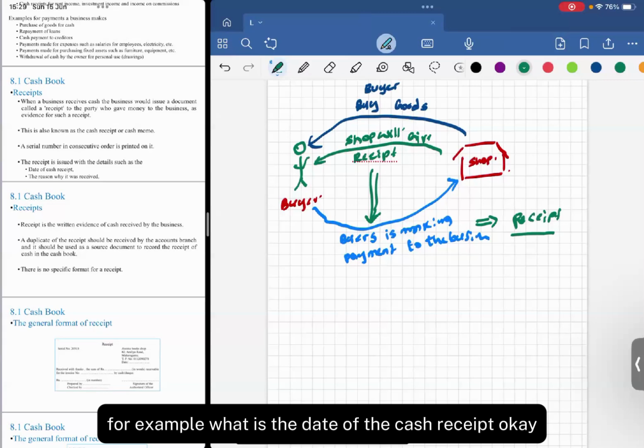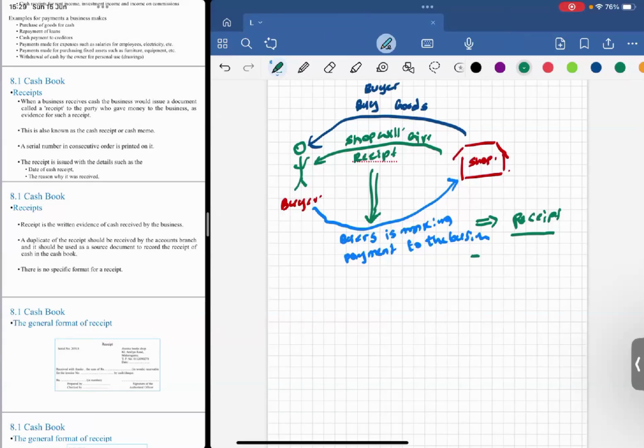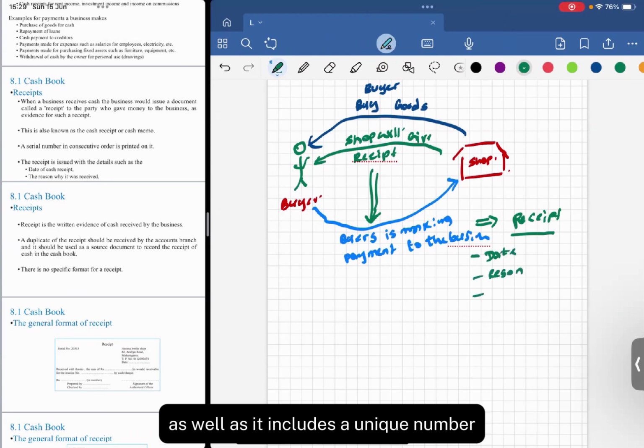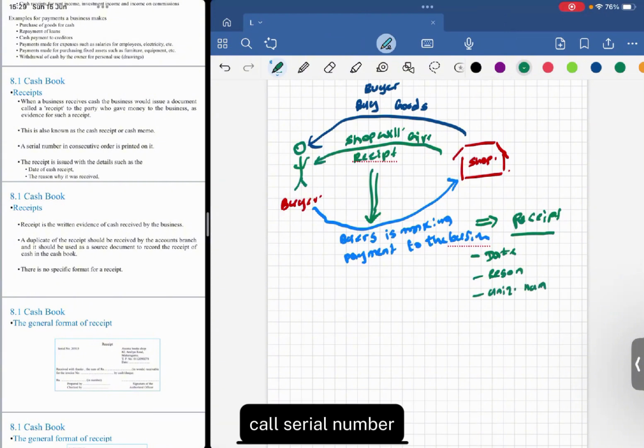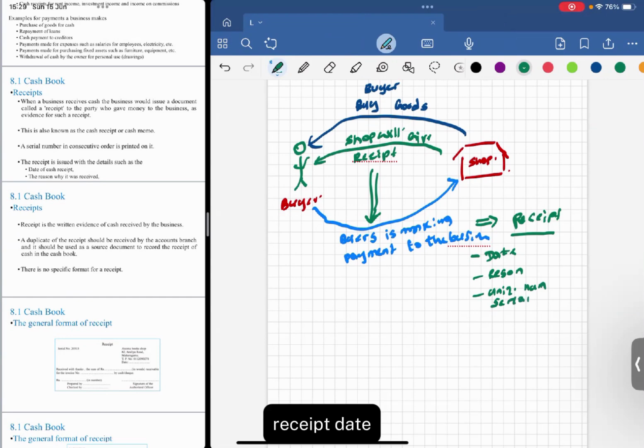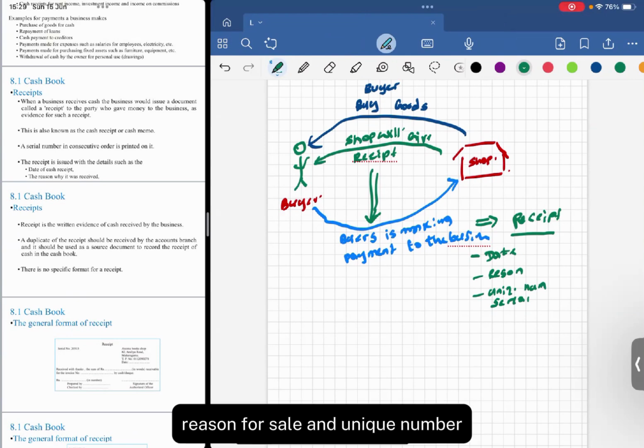And in this receipt, we have a few things. For example, what is the date of the cash received? What is the reason? As well as a unique number called the serial number. So those are the things included in the receipt: date, reason for sale, and unique number.